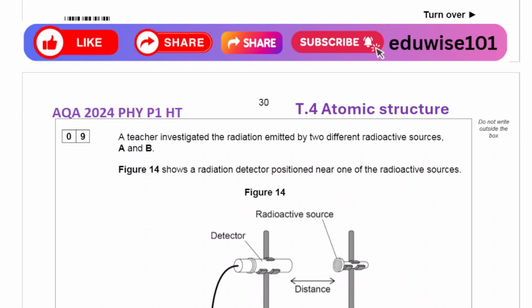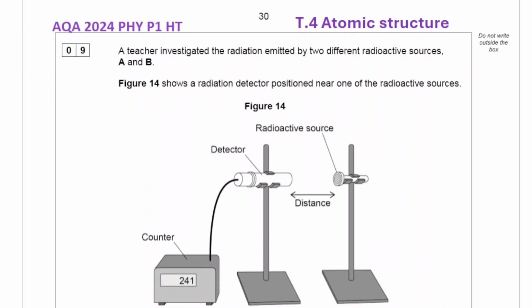In this video, I'm going to go through the AQA Physics Paper 1 Higher Tier from 2024. Question number 9 is on the topic of atomic structure. A student investigated the radiation emitted by two different radioactive sources, A and B. Figure 14 shows a radioactive detector positioned near one of the radioactive sources.